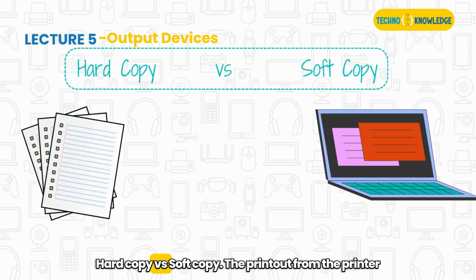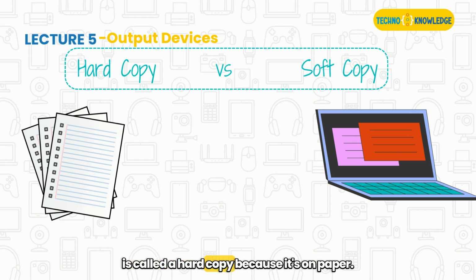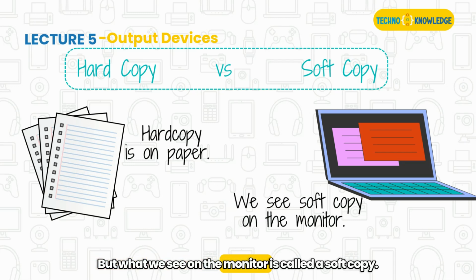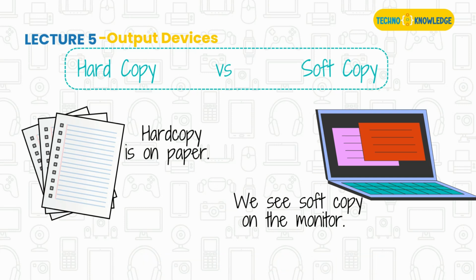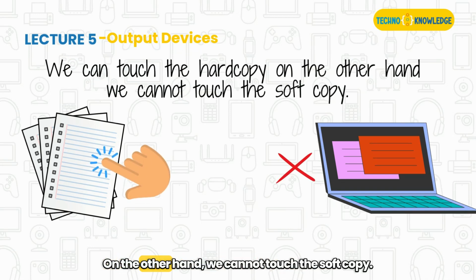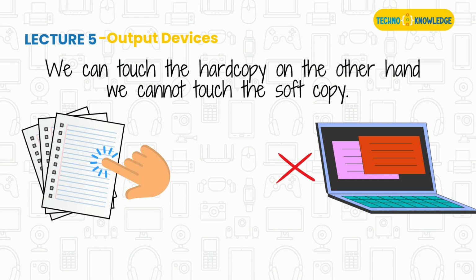Hard copy versus soft copy. The printout from the printer is called a hard copy because it's on paper. But what we see on the monitor is called a soft copy. We can touch the hard copy. On the other hand, we cannot touch the soft copy.